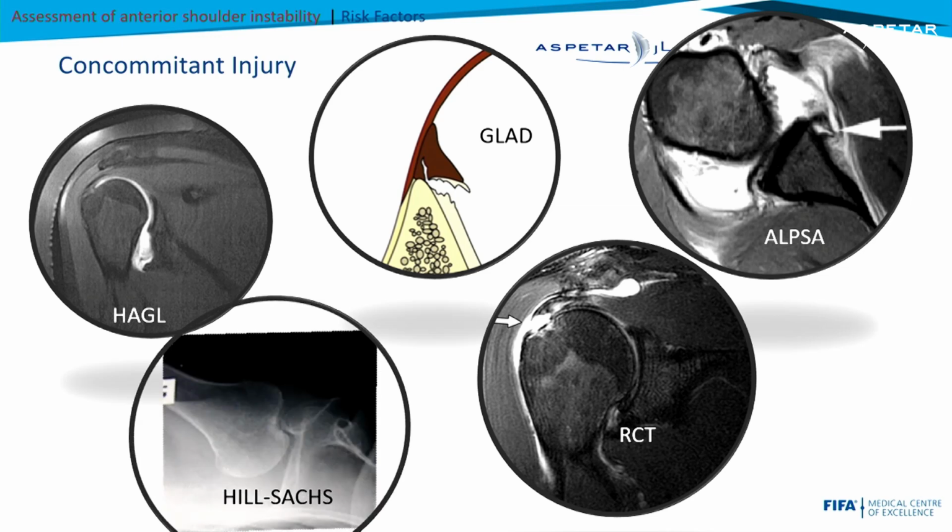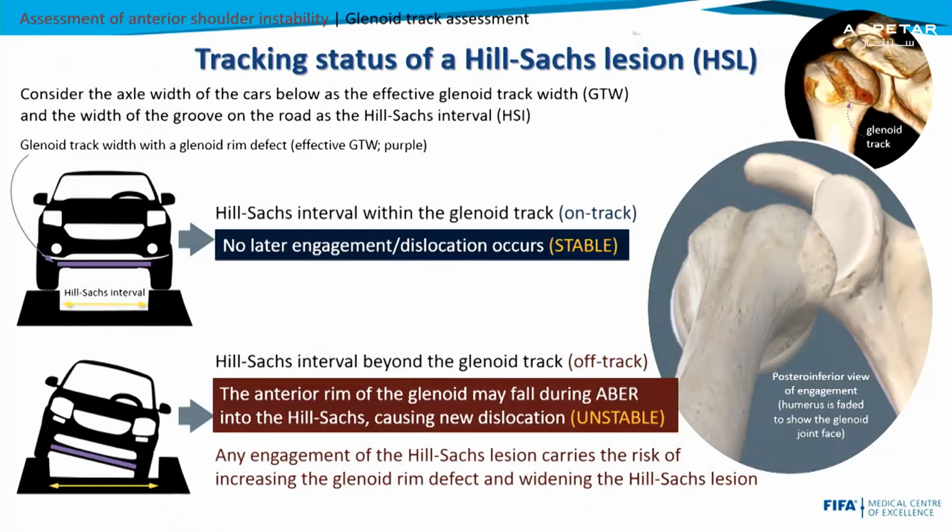Among all, Hill-Sachs is the most common one that we check, as Itoi mentioned about the on-track and off-track lesions. Have you ever decided what that is? It's a very confusing concept. It's not easy even for radiologists to say whether it's an on-track or off-track lesion. I'm going to say why. I made our car the glenoid and the road the humerus. The axle of the car, the purple line, is our glenoid track width. So the car is the glenoid, the road is the Hill-Sachs.